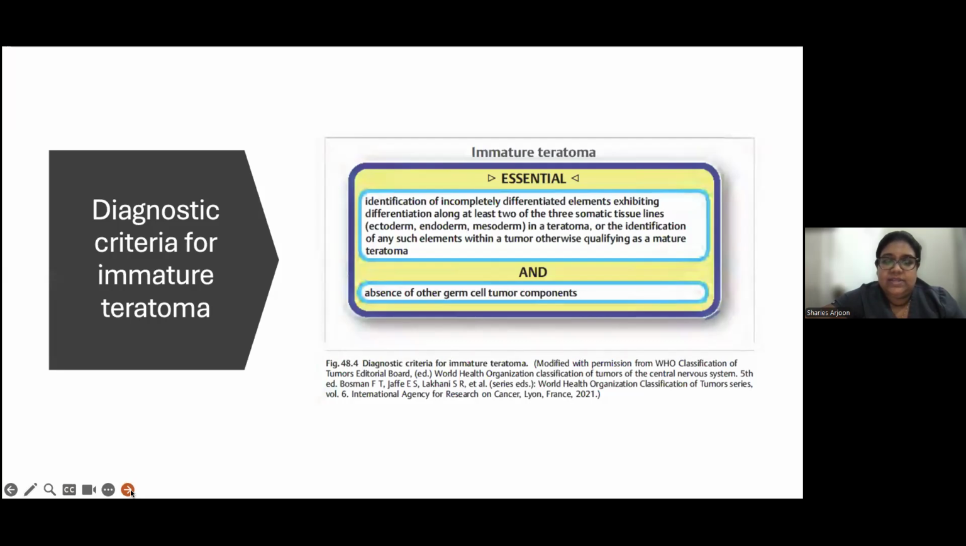So the essential diagnostic criteria for immature teratomas would be identification of incompletely differentiated elements exhibiting differentiation along at least two of the three somatic tissue lines in a teratoma, or the identification of any such elements within a tumor otherwise qualifying as a mature teratoma, and the absence of other germ cell tumor components.